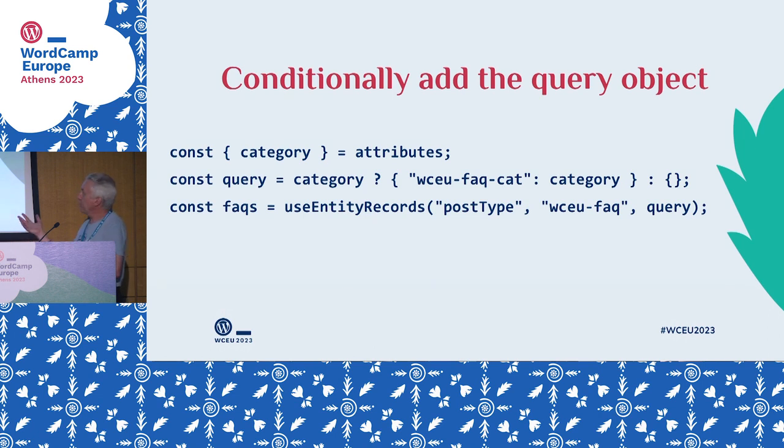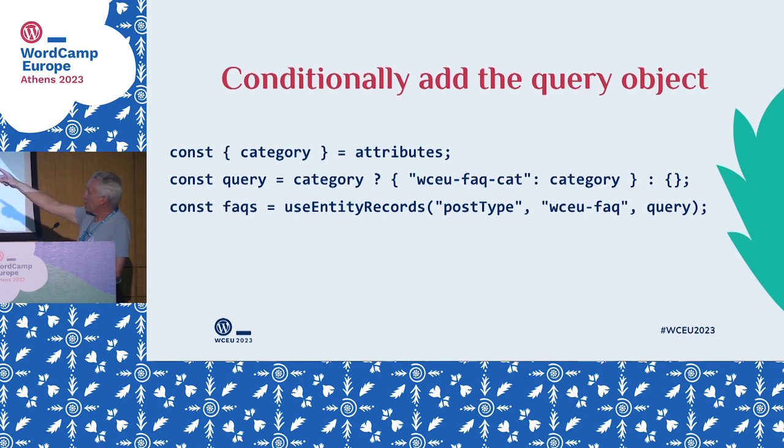And now, because the category might be zero, we only want to conditionally add the query to our use entity records. So we're still going to destructure our category from the attributes. And then we're going to check the value of category, if it's not zero. This is a ternary conditional. I hope you've all come across that before.